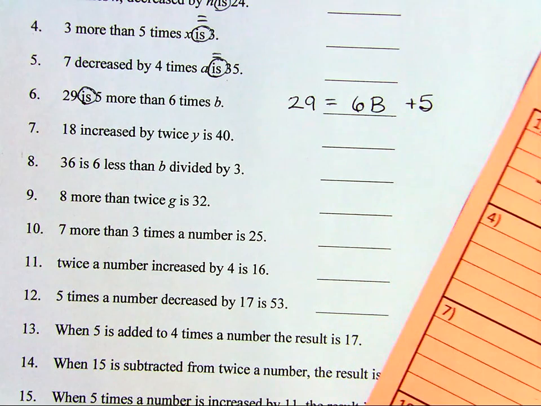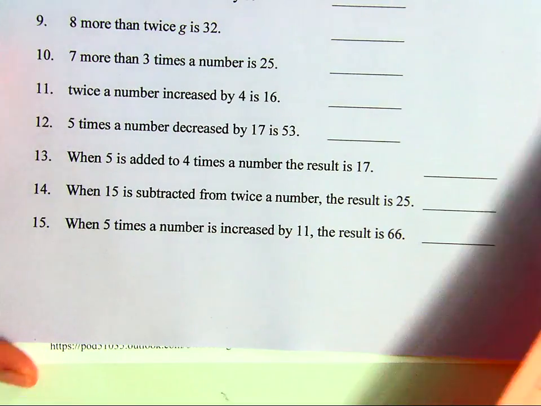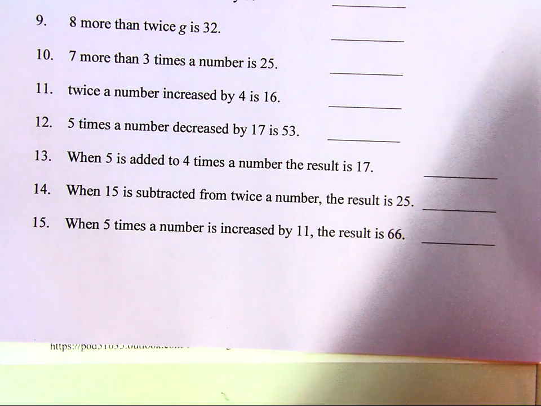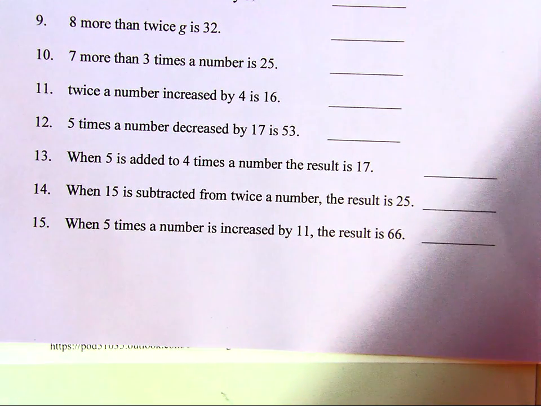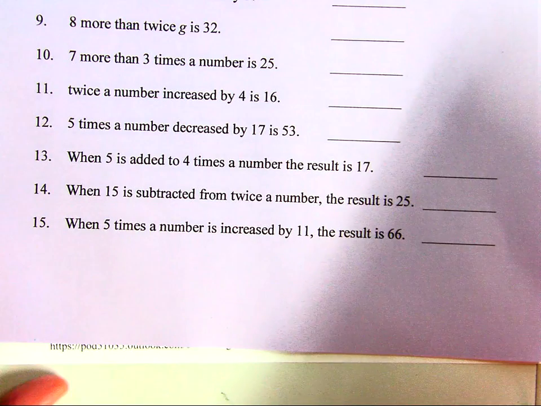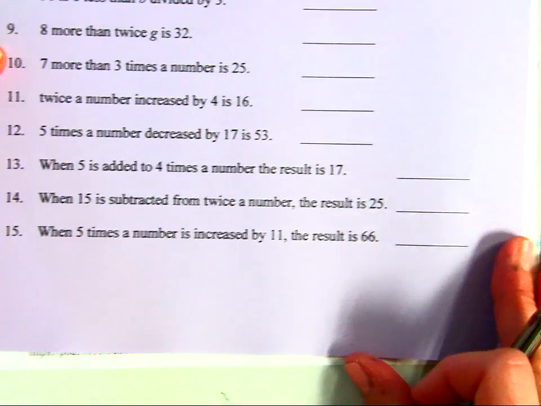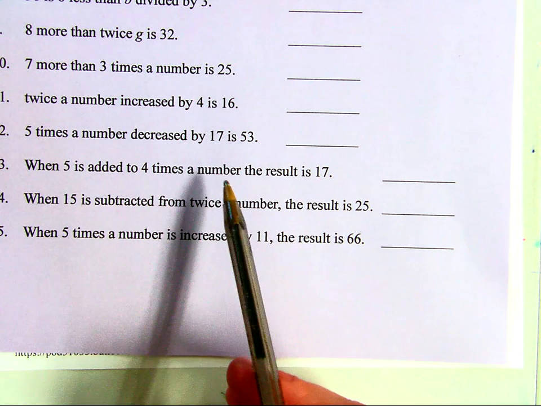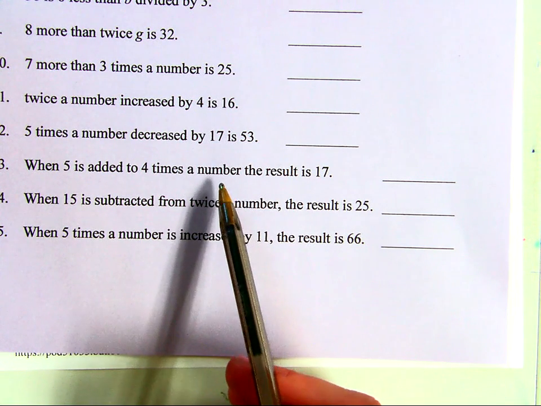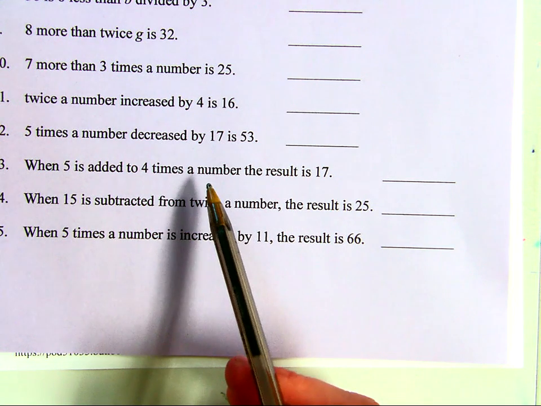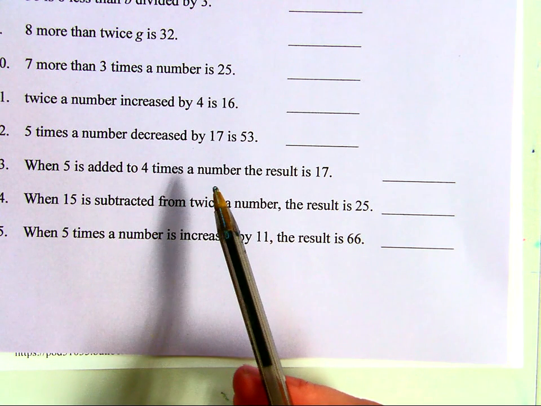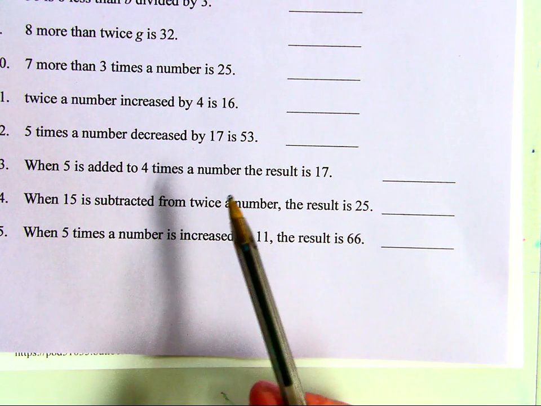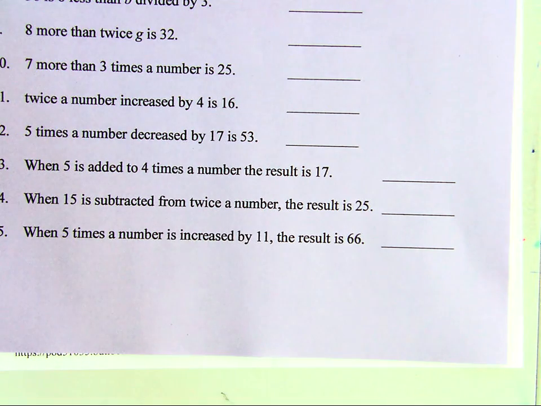Let's go down to 13. When 5 is added to 4 times a number, the result is 17. So you know what? Does it say a number R or Y or P? You can use whichever one you want. But here's the thing. Don't give me a number. Don't say, oh, they said a number, I'm going to pick 8. It means any number, and what you write has to apply to whatever everybody chose. So it's got to be a generic number, which means X, right? So they really mean X.